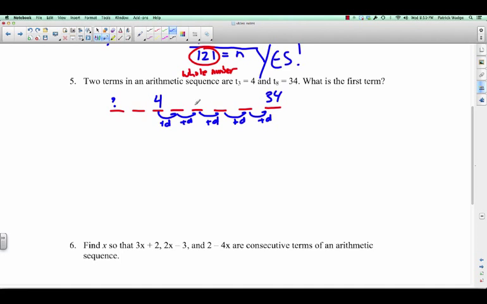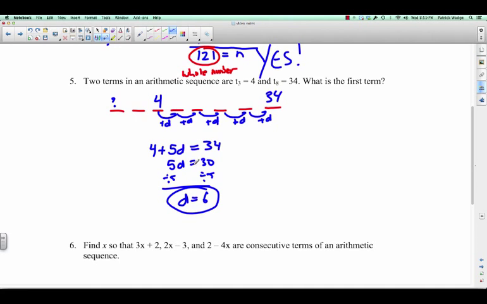So can you make an equation up from this? If you start with 4, you would have to add a difference, a difference, a difference, a difference, a difference. In other words, you'd have to add 5 differences, and that would give you 34. Now you can solve this and figure out what the difference is. We'd subtract 4 from both sides. You'd get 5d equals 30. You'd divide by 5 both sides. You'd get d equals 6. The difference is 6.